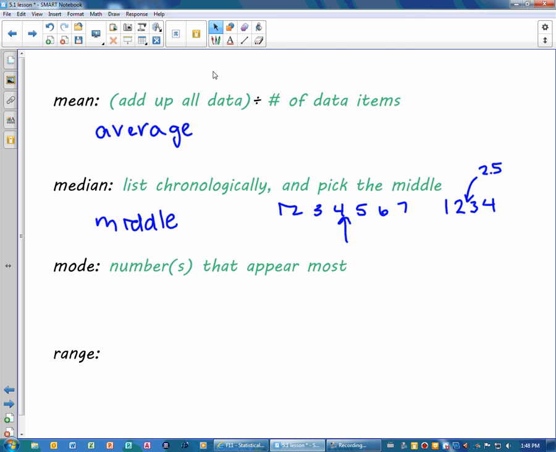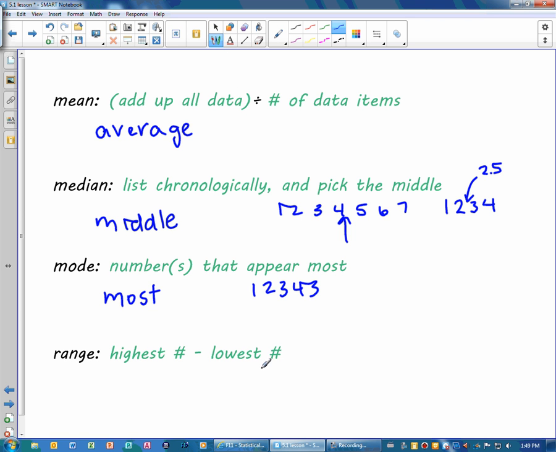Okay, mode. It's the number or numbers that appear most. So the way that I remember mode is most. So if you have a list 1, 2, 3, 4, 3, the mode is 3 because it occurs twice versus just once for the other numbers. And range is the highest number minus the lowest number, and it's literally the difference of the two numbers. So if your list is 1, 2, 3, 4, 5, your range will be 5 minus 1, highest minus lowest, or 4.